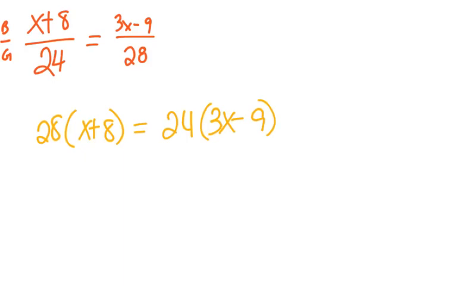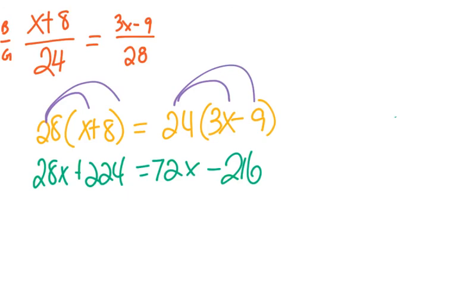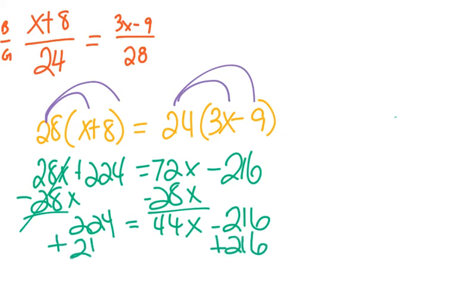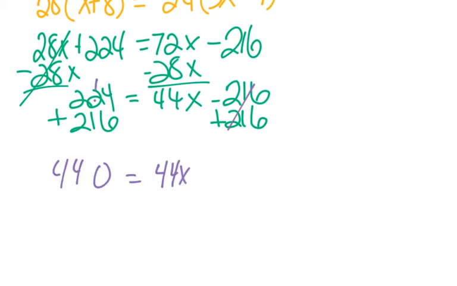Here's our setup, and we're going to distribute. And we'll go ahead and subtract the 28x from both sides, and then add the 216. Let's go ahead and divide both sides by 44, and we get x equals 10.